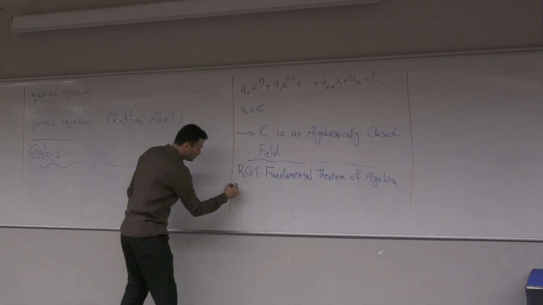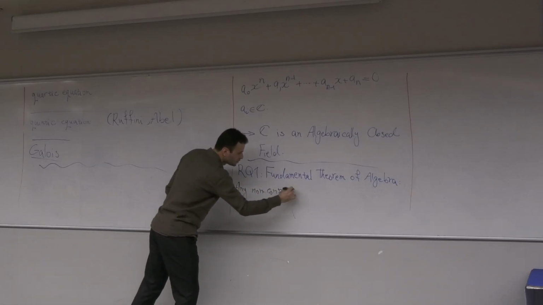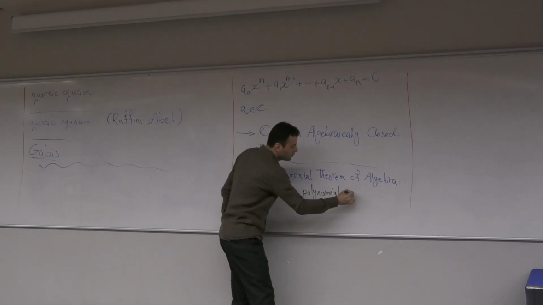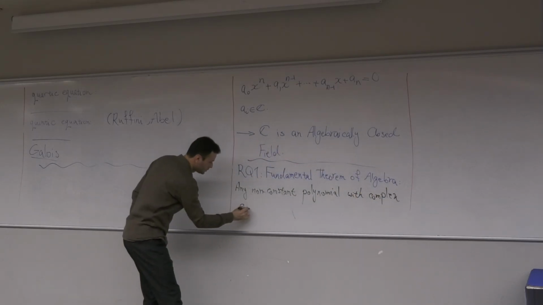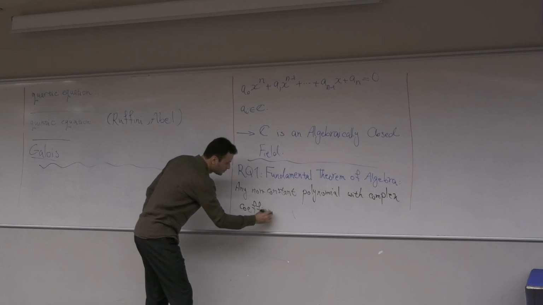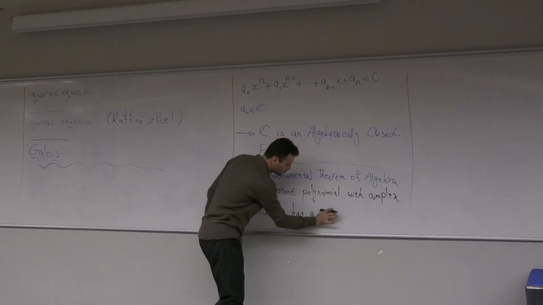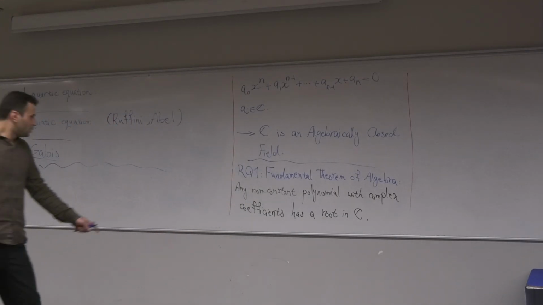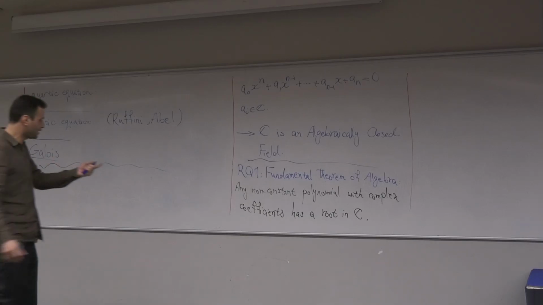It states that any non-constant polynomial with complex coefficients has a complex root, has a root. Prove this. Can you find the elementary proof for this fact?